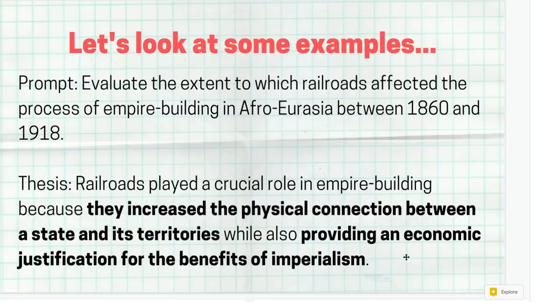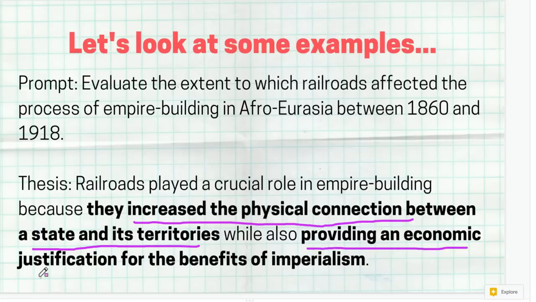Another way to look at this, right? These would be my 2 body paragraphs. I would expect then that my first topic sentence of my next paragraph would say something like, railroads increase the physical connection between a state and its territories. Don't reinvent the wheel. Don't make it too complicated. If you're really familiar and comfortable with what a topic sentence is, then you should just think of a thesis statement as your topic sentences all mashed together with and in the middle, right? That's all it really is. So then my next body paragraph would talk about how railroads provided economic justification for the benefits of imperialism. They made people think that imperialism is good because we're building railroads for them, whatever.